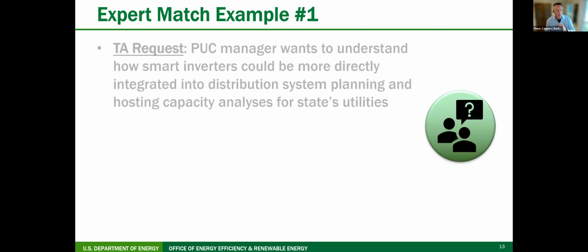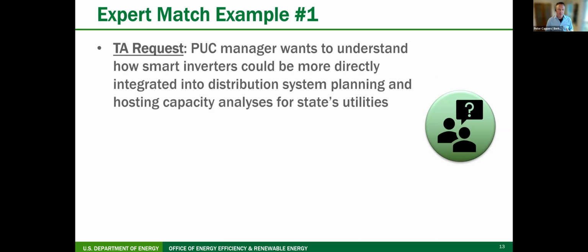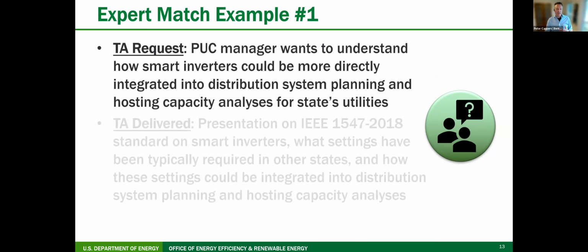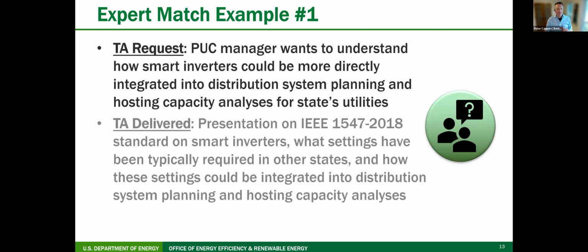In our first example, a manager at a PUC has been tasked to better understand the opportunity presented by smart inverters in improving reliability via distribution system planning efforts and hosting capacity analyses. After they submit a TA request and get it ultimately approved, a nationally recognized expert in interconnection emails the PUC manager to begin a brief scoping process.